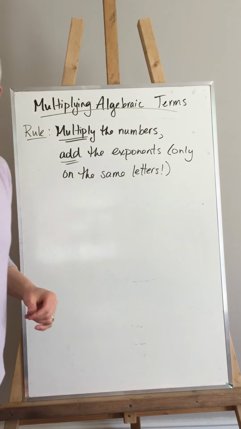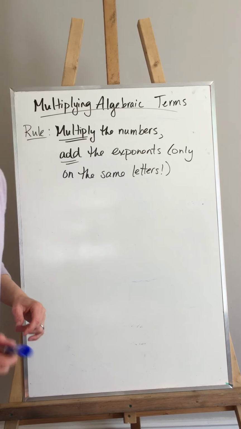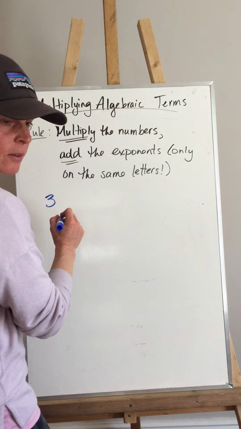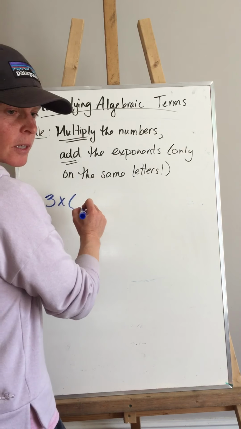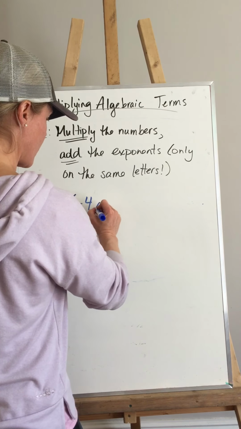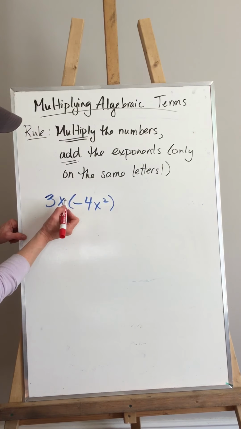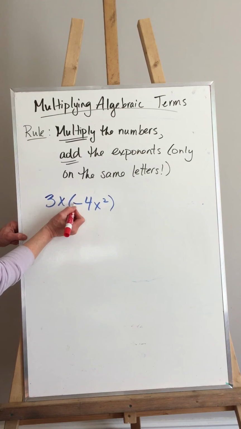Okay, so two examples. Hi, Addie. Two examples. First one is 3x times negative 4x squared. Okay, so you know these are being multiplied because there's no sign in between.